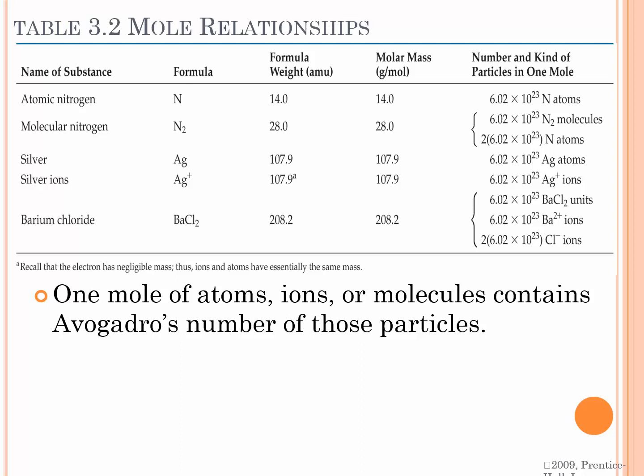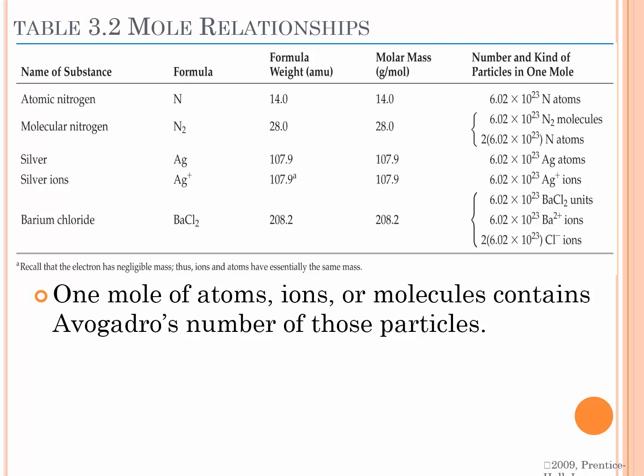Now silver, formula weight 107.9, as well as the molar mass, contains Avogadro's number of Ag atoms. Silver ions, you see the same. Barium chloride, the formula weight is 208.2, molar mass the same. So look what it contains. It contains Avogadro's number of BaCl2 units. Why? Because it is an ionic compound. Avogadro's number of barium ions and 2 times Avogadro's number of Cl- ions.